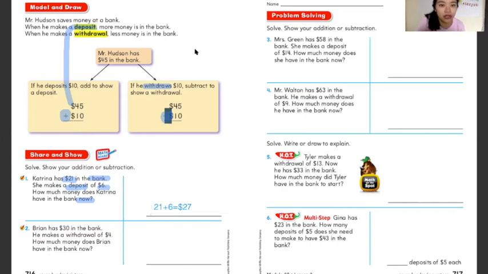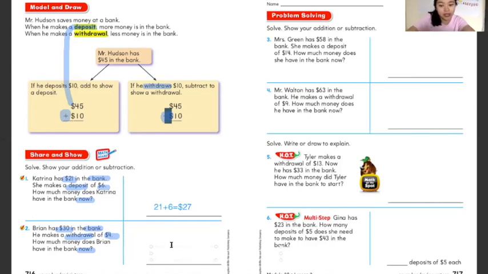Now moving on to the next question on Brian. Question number 2. Brian has $30 in the bank again. He made a withdrawal of $4. We know the withdrawal is negative, so keep that in mind. How much money does he have in the bank right now? Similarly, for any question like that, we need to make an equation.